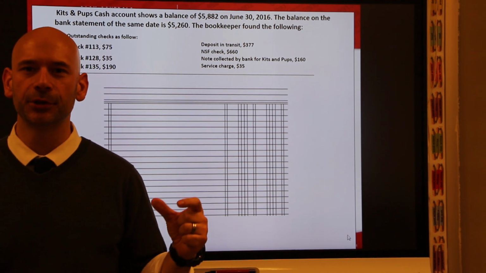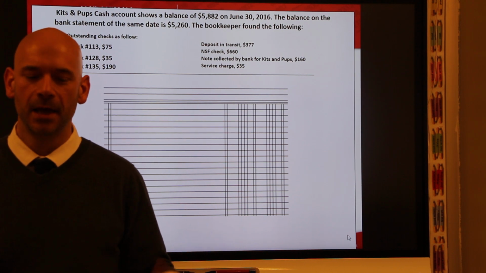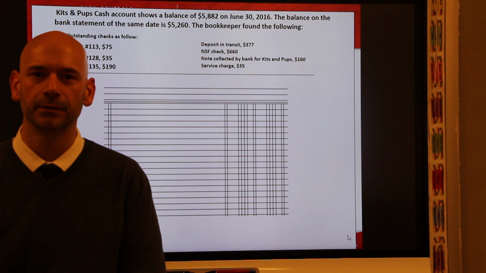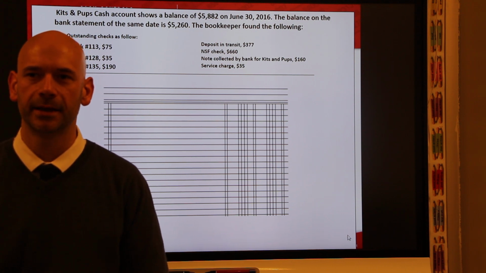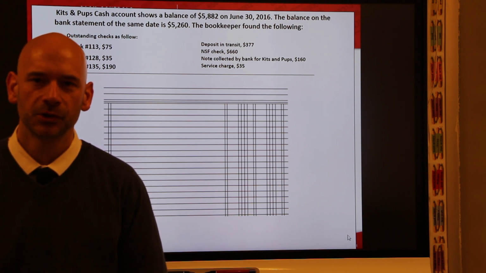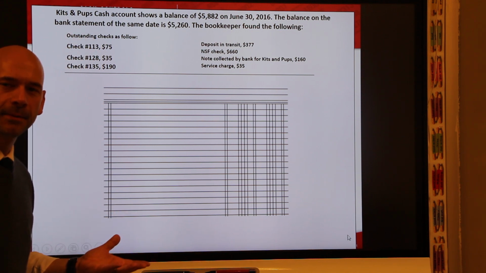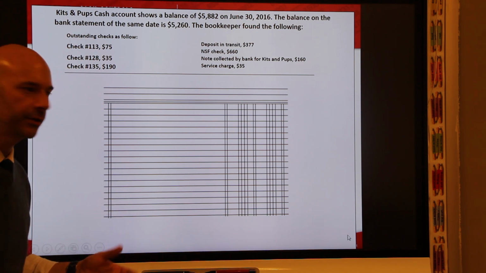There are certain things that happen during the month that make these balances go off. And it's up to you as a bookkeeper to figure out what they are and to adjust those balances accordingly so they equal and you can go on to the next month recording your transactions. So here we go. Here's a scenario of what might take place during the month and how we would remedy it by making the balances equal each other.